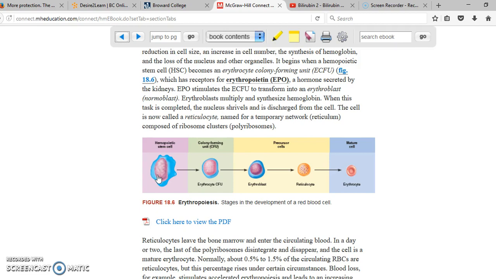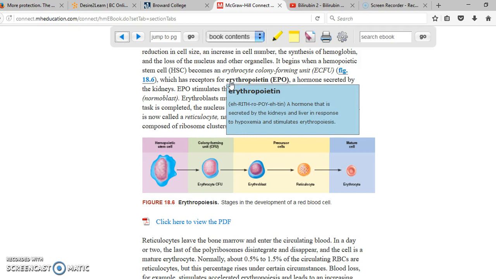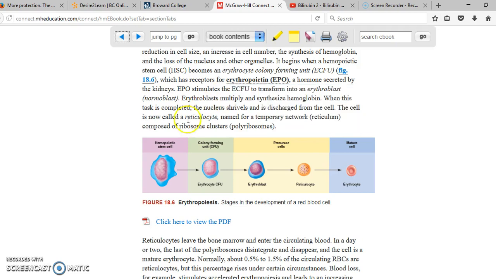What hormone stimulates the production of red blood cells? This hormone is called erythropoietin. Erythropoietin is a hormone produced by your kidneys. So when we lose red blood cells, the kidneys get this information, and as a consequence, they produce erythropoietin. Erythropoietin will travel to your bone and tell it to produce more red blood cells.